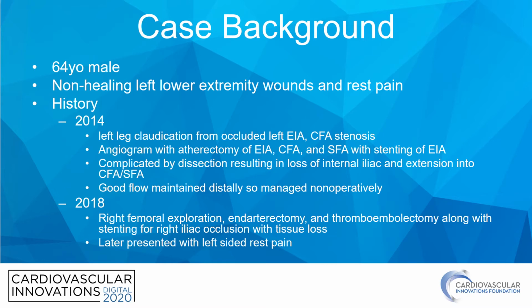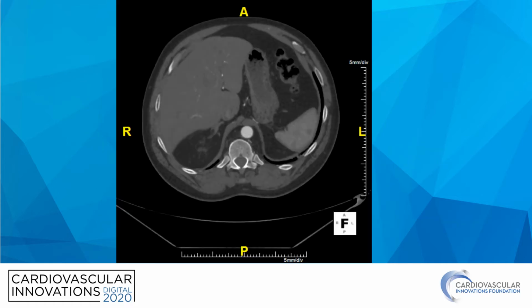He actually, at least by the records, did well until 2018 when he presented with right-sided acute on chronic ischemia. He underwent a right femoral exploration, endarterectomy, and thromboembolectomy along with stenting for a right iliac occlusion. Did well from this as well, but presented back later that year with left-sided rest pain. His CT at that time showed not much aortic disease, but a flush occlusion of the left common and common femoral with reconstitution in the SFA at that area of a dissection flap. His runoff was intact.